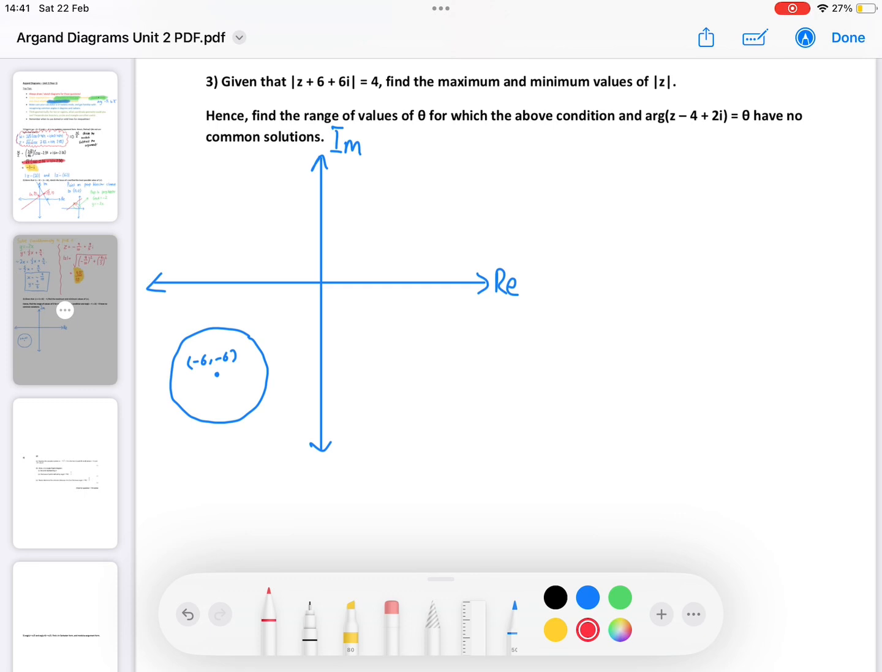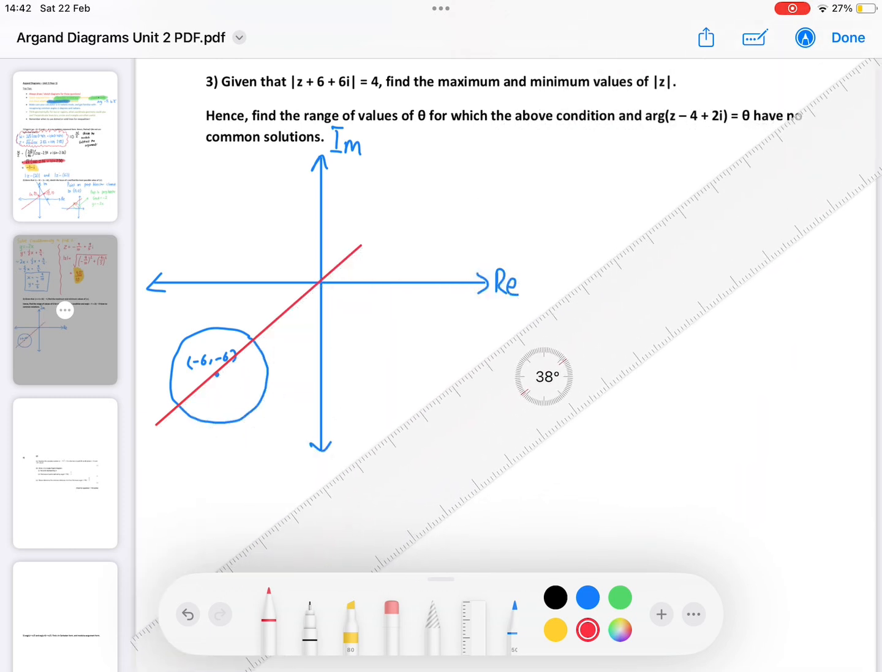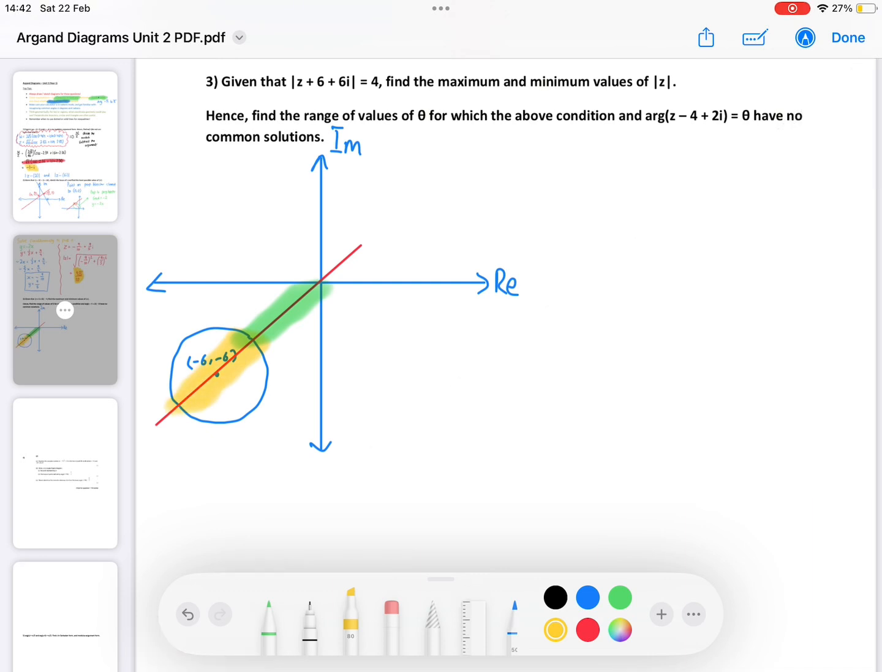And to find the maximum and minimum values of the modulus of z, we can imagine drawing a straight line from the origin to the centre of the circle that also goes through the circle like this. And here, because the circle is the locus of points, this bit here is going to be the minimum value of the modulus of z. And then if we add on this bit, that will give us the maximum value of the modulus of z.